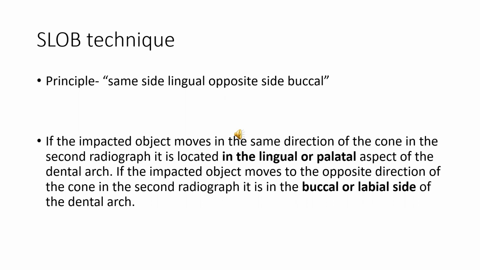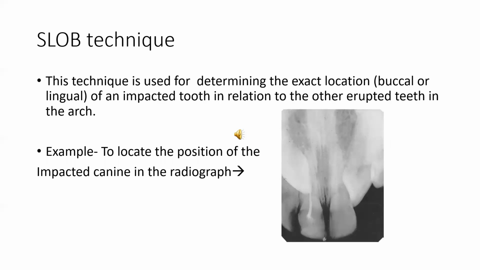And remember something very important: if it doesn't move in either direction, and it is exactly in the same position as in the first radiograph, that means it is in the arch. Okay, so Slob will tell you whether it is lingual or buccal, but if it is not moving either way, then it is exactly in the arch. The impacted tooth is in the plane of the arch also. So that is another possibility. Now let us imagine a clinical situation.